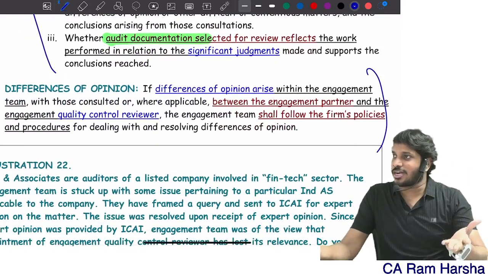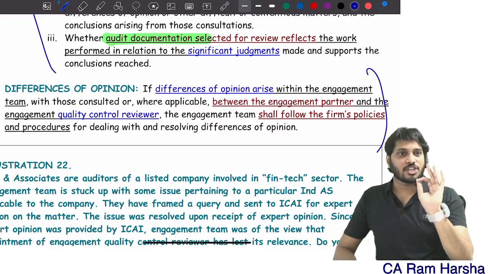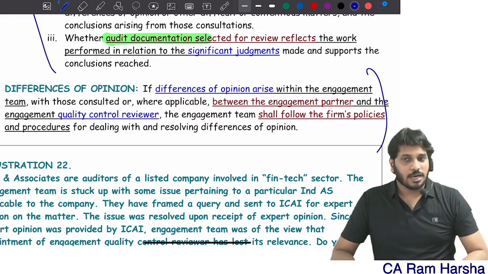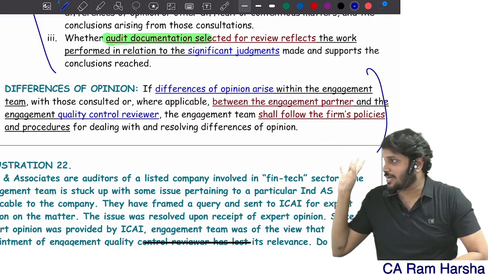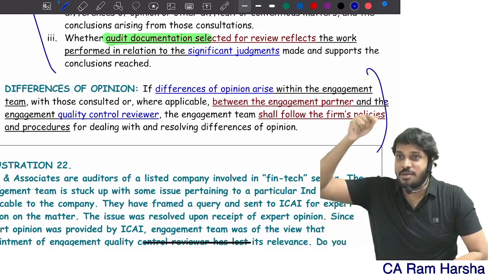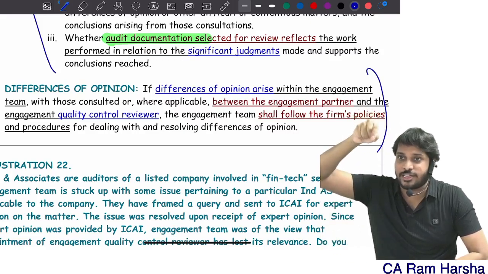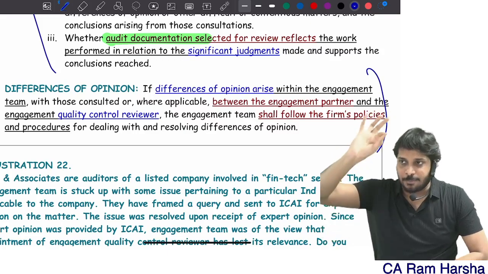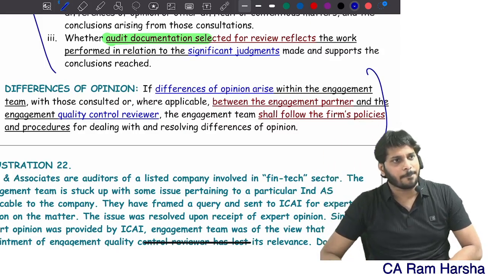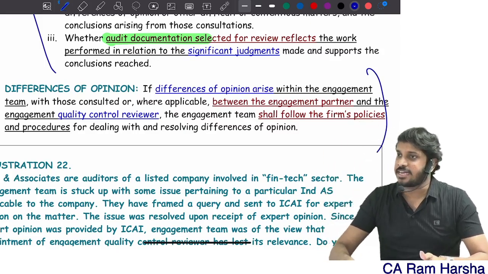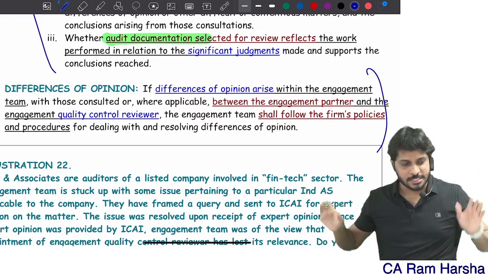Difference of opinion also already covered. With this, SQC and 220 is over. Understood? 220 is dealing with what? Quality control for audit of financial statements. SQC is dealing with what? Designing and implementation of quality control policies for the firm. It is applicable for the entire firm. Whatever service you are providing, it is applicable. Clear? That's it. Okay? We'll take a break and come back.